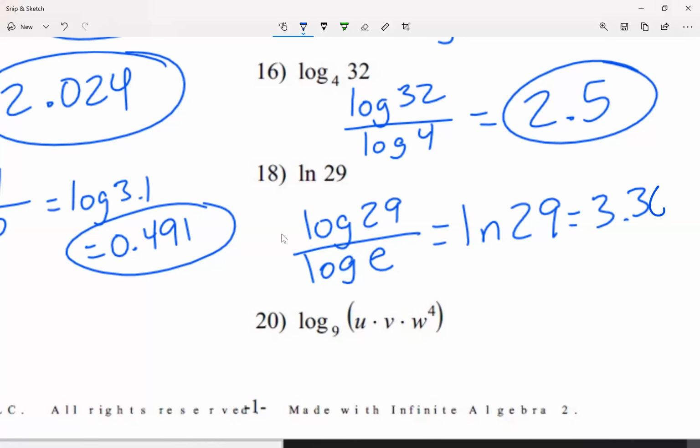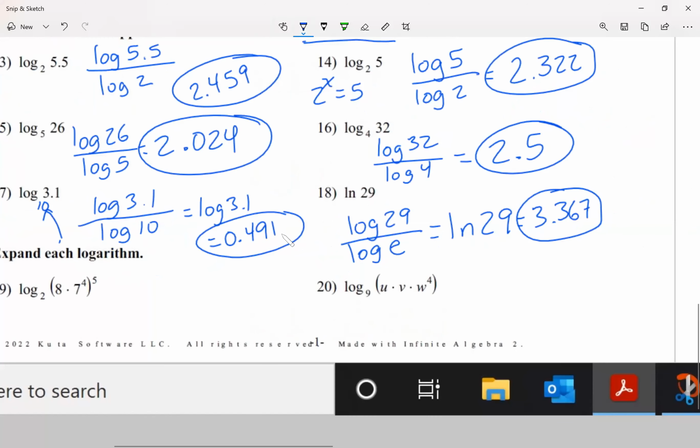I do expect you to use calculators for this part. So that is included in the homework. You can do that.